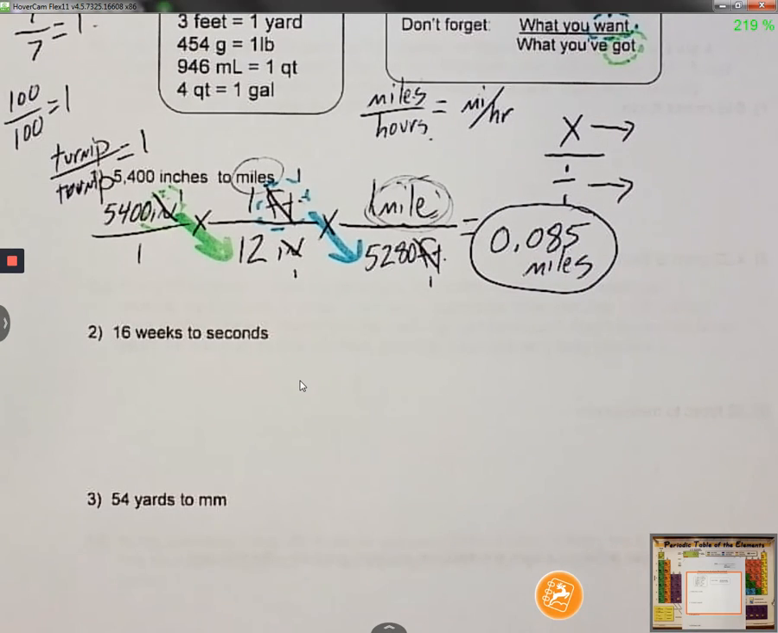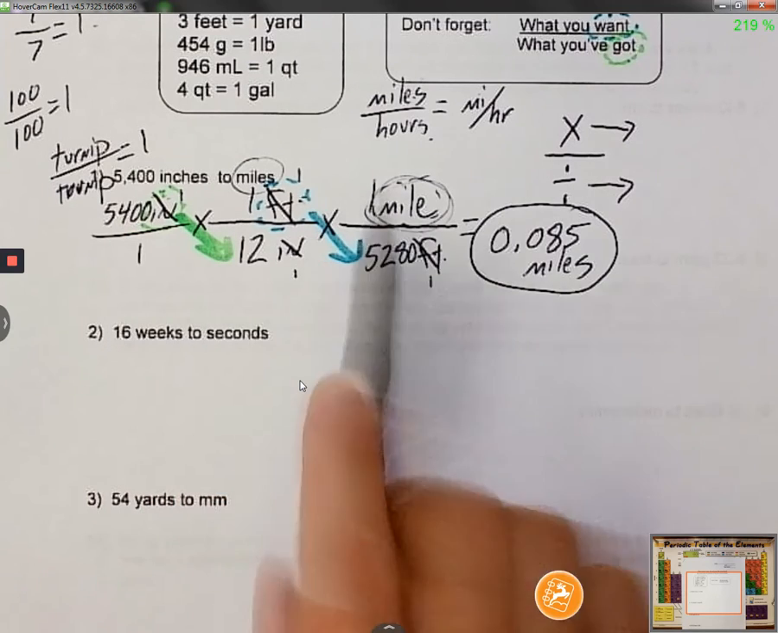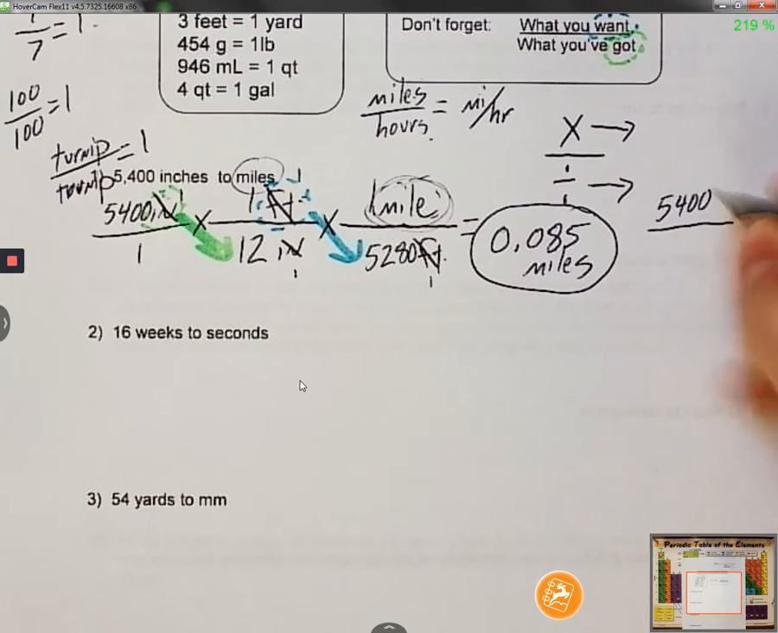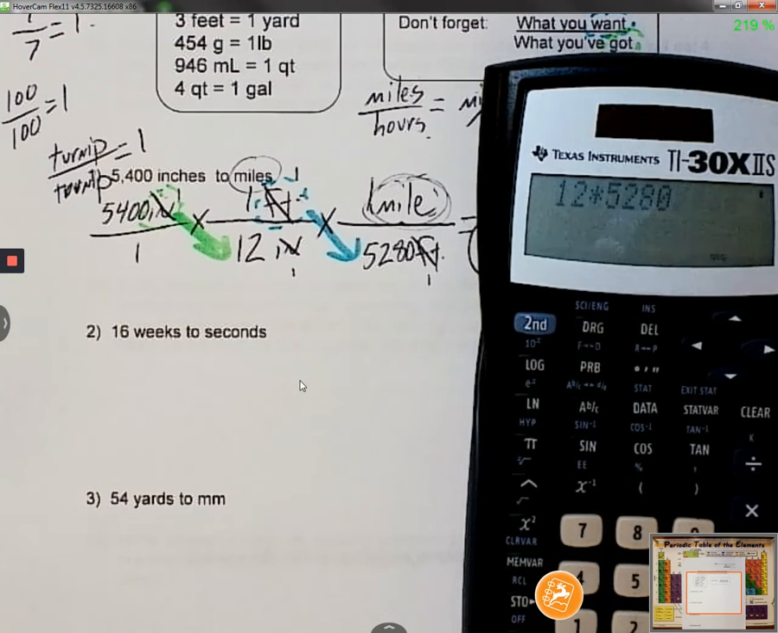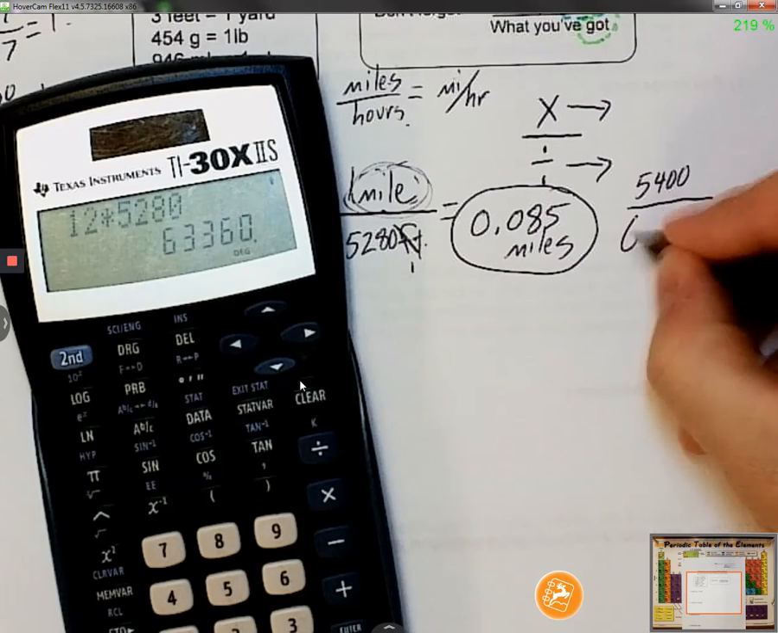Now, for you doubters in here who are like, you can't just change the rules of math. You're not even a math teacher. Who the heck do you think you are? Let me show you what happens if you do it the old-fashioned way. If I multiply everything on top, it's 5,400 times 1 times 1, which means that the numerators come to 5,400. If I multiply everything on the bottom, it's 1 times 12 times 5,280. I'm not going to try and do that in my head. So let's just do 12 times 5280. And I get 63,360.